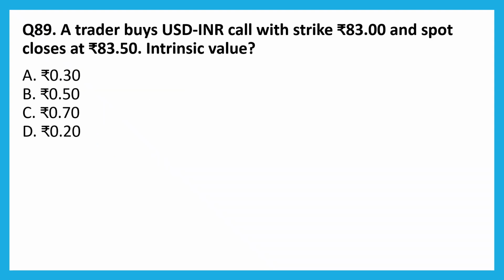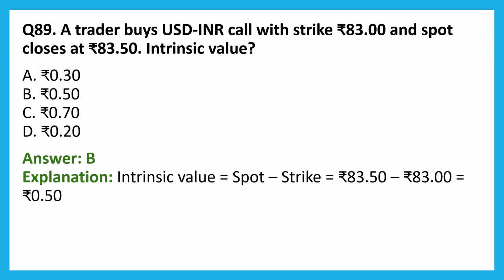Next question. A trader buys USD INR call with strike 83 rupees and spot closes at 83.50. Then what is the intrinsic value? Option A 0.30, option B 0.50, option C 0.70 and option D 0.20. Correct answer is option B 0.50.